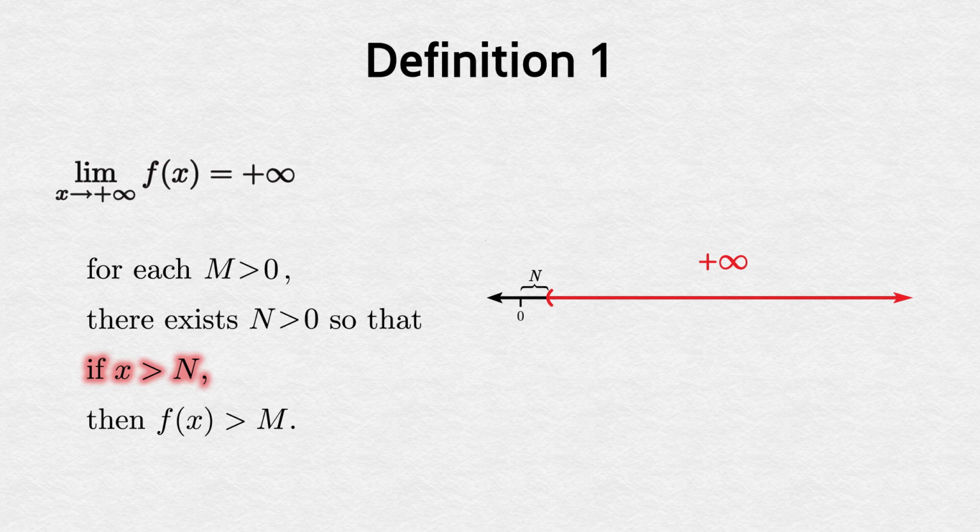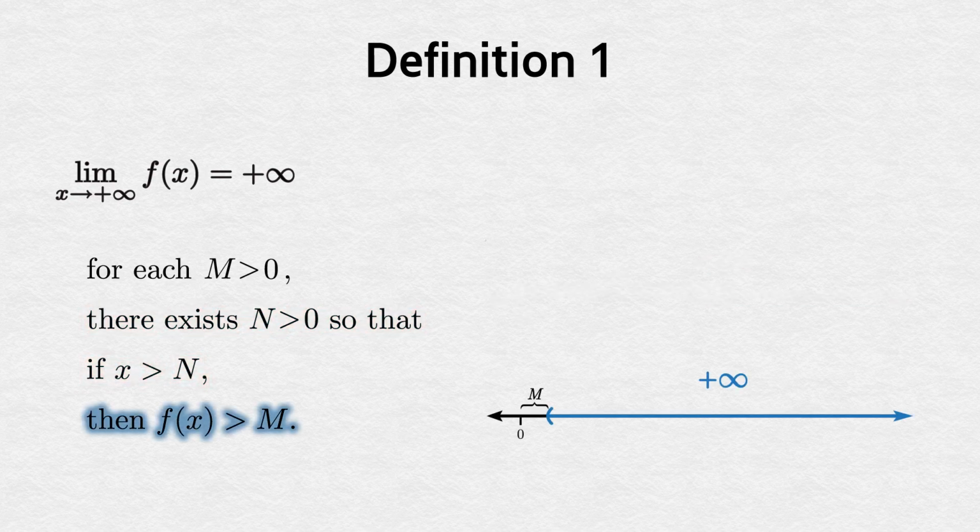The set of x with x greater than n forms an interval in the domain of our function that should look familiar. And the there exists n greater than 0 allows the value of n to vary, which we interpret as motion. Similarly, the set of values f of x with f of x greater than m paints a target interval in the codomain of our function, and the corresponding for each m greater than 0 gives us motion there.